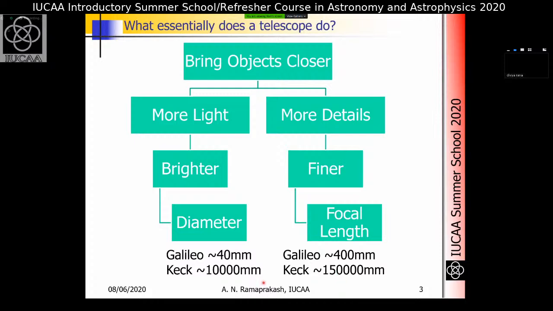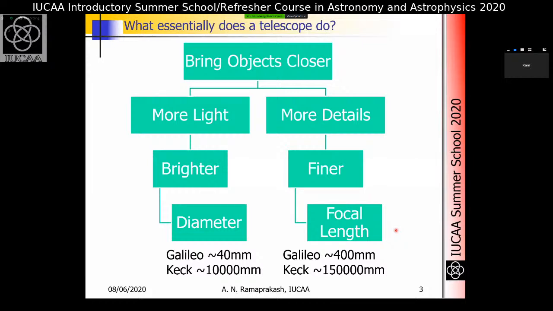We have improved our technology, in able to collect more light, or able to see fainter and fainter objects, and also see them in finer and finer details. In both these aspects, we have, over the past 400 years, improved our capabilities substantially.